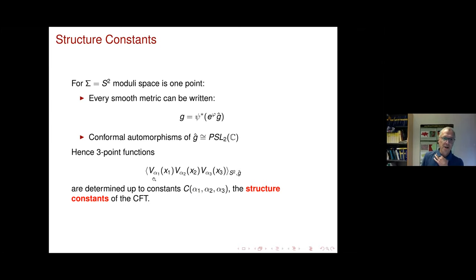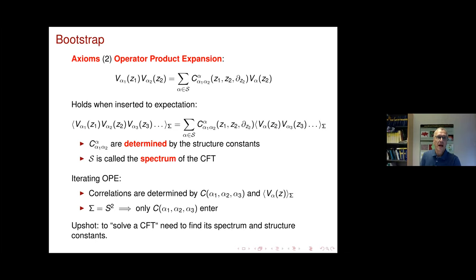It depends on the conformal field theory, but also on what particular primary fields you have here. Okay, so that's the first point. Now the bootstrap is the following thing. It starts from something which has been around in quantum field theory a long time.